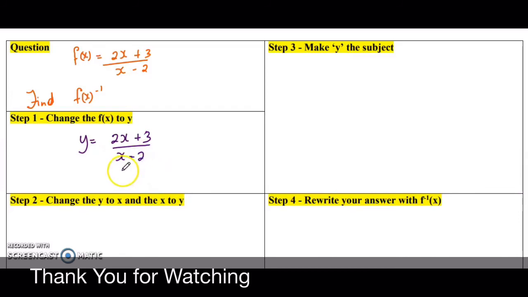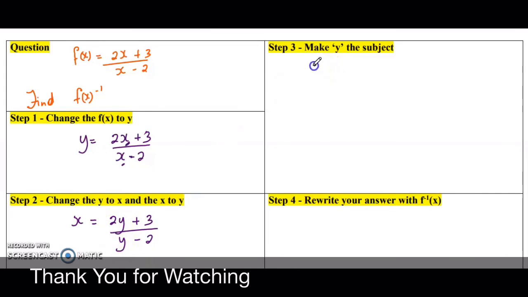The next thing I'm going to do, I am going to change all the y to x and all the x to y. When you look at this question, you will realize that you see more than one x, so we're going to have more than one y. So 2y plus 3 and y minus 2. Very important that we change all the x to y and all the y to x.